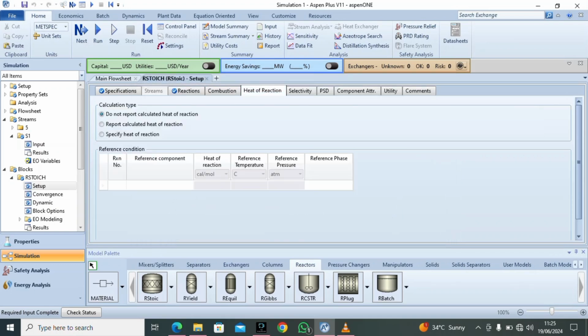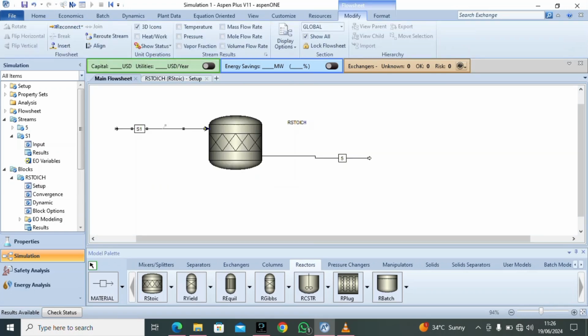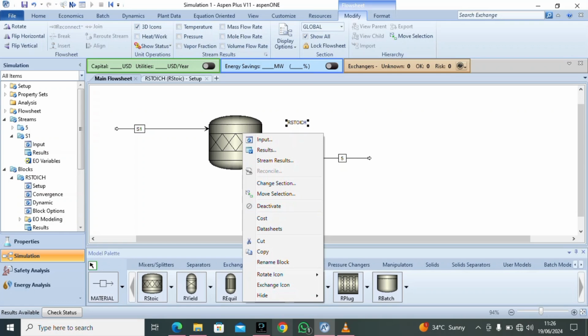For our second task, the heat of reaction, we require a report calculating the heat of reactions. So click on heat of reactions report, and click on our component benzene, at 298 Kelvin and pressure 1 atm. Then click on run. We go to our main flowsheet and see the results.